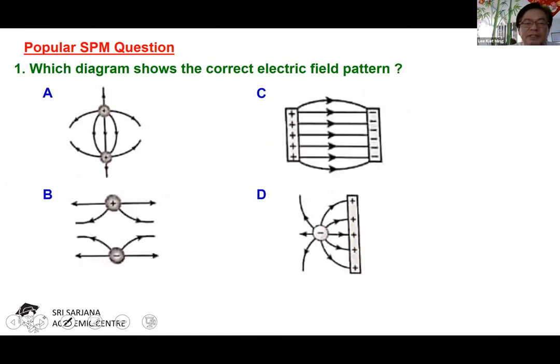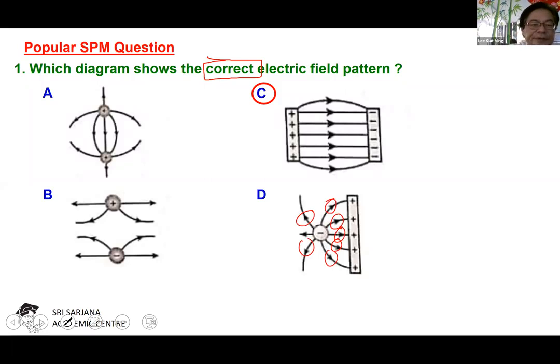I give you two set objectives, which is correct? Understood, the arrow must be from positive charge to negative charge. So take a good look. Positive to negative. Sorry, C, yeah, positive. This is terbalik, it must be positive to negative, and this also terbalik. So only C is correct.